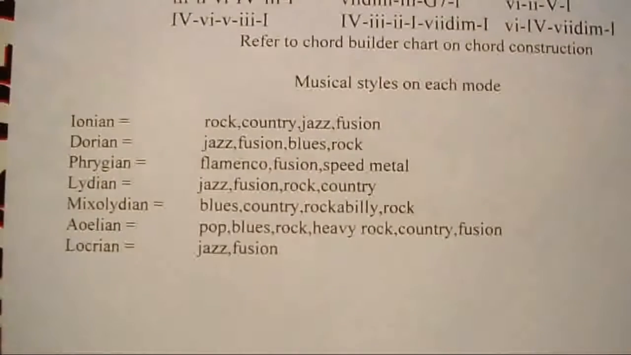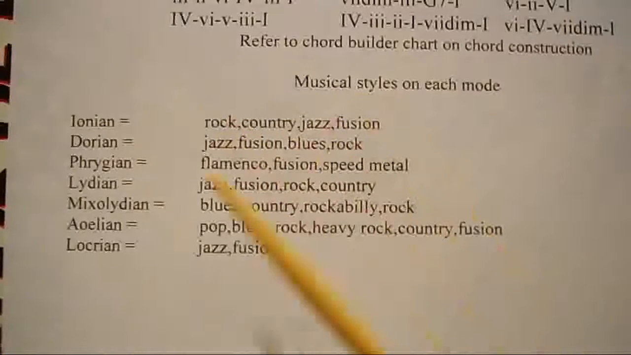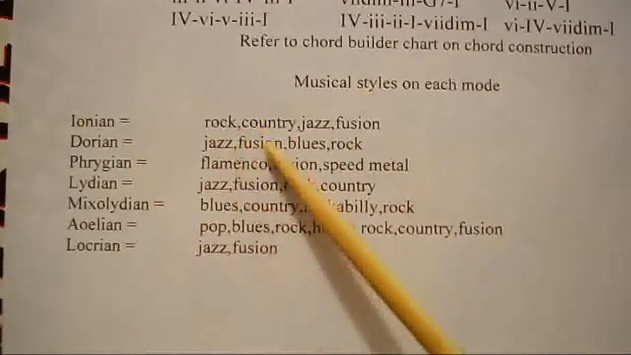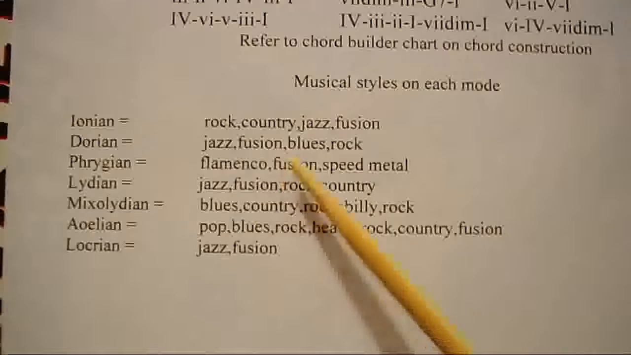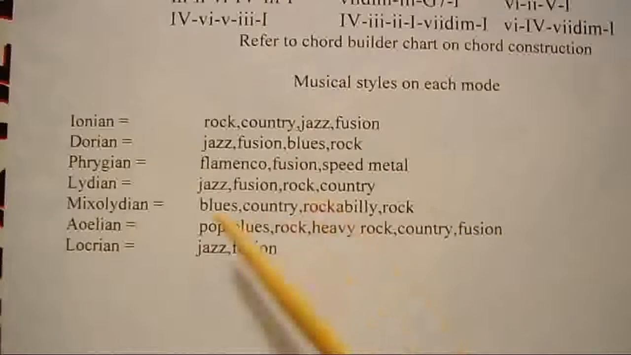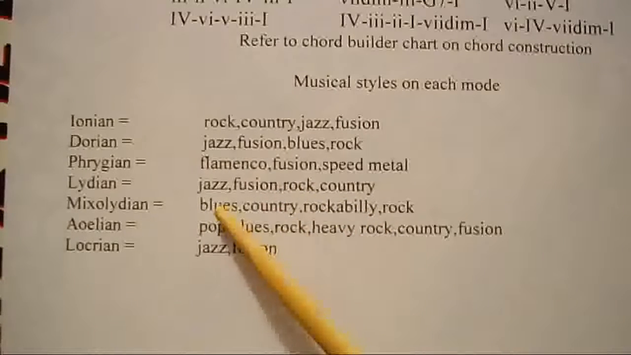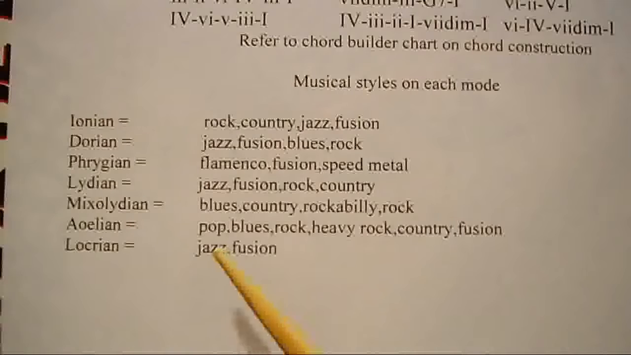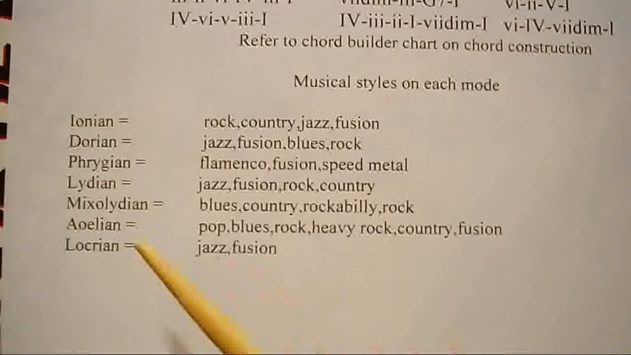The 7 modes and what styles of music they're used for. The C major Ionian is used in rock music, country, jazz, and fusion. The Dorian would be used for jazz, fusion, blues, or rock. The Phrygian would be used for flamenco, fusion, speed metal, or heavy metal. The Lydian would be used for jazz, fusion, rock, country. Mixolydian would be used for blues, country, rockabilly, or rock. The Aeolian, or ancient minor, would be used for pop, blues, rock, heavy rock, country, or fusion. And finally, the Locrian would be used for jazz or fusion.